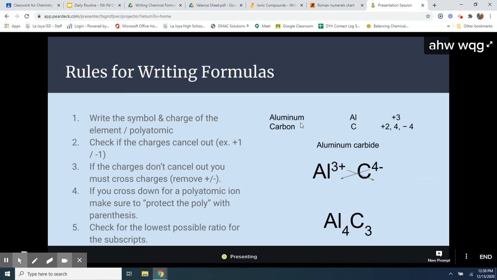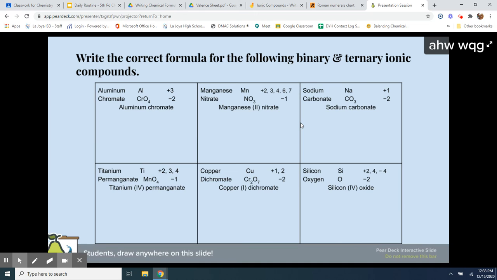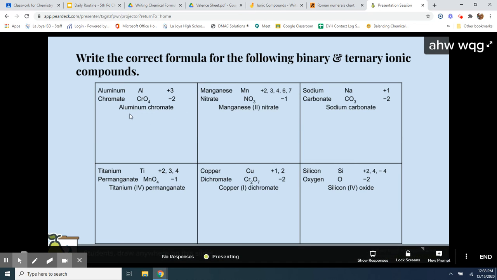All right, on Pear Deck, look at all the practice. 1, 2, 3, 4, 5, 6. Aluminum chromate, number 1. Magnesium, number 2. Sodium carbonate, 3. Titanium 4, number 4. Copper 1 dichromate, number 5. Silicon 4 oxide, number 6. I'm going to issue them out.